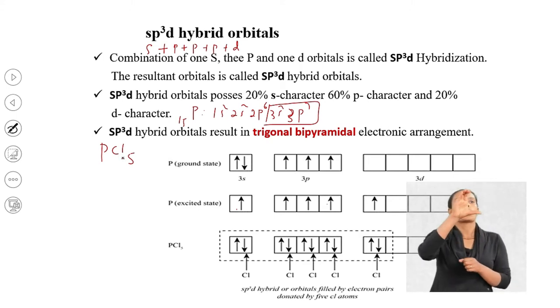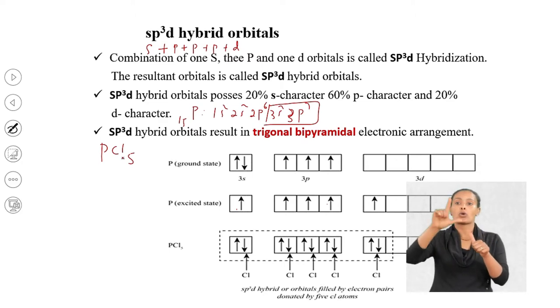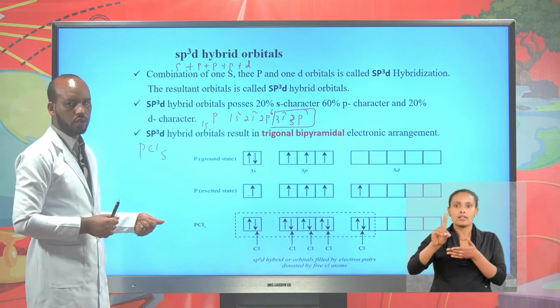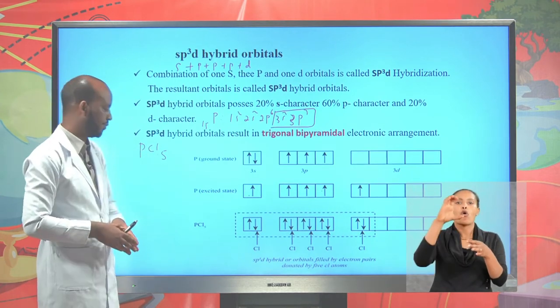Chlorine also has a half-filled p atomic orbital. When the half-filled p atomic orbital of chlorine overlaps with a half-filled sp3d hybrid orbital of phosphorus, it forms a single covalent bond.